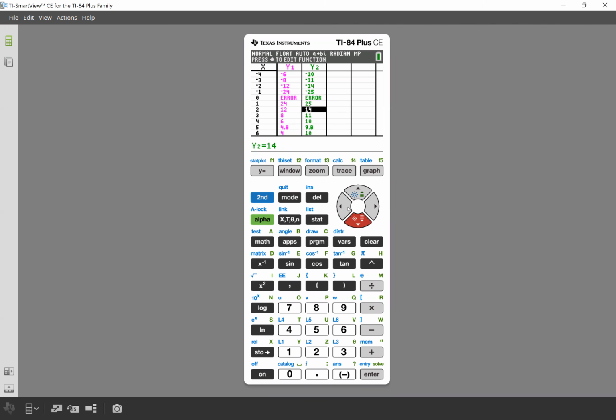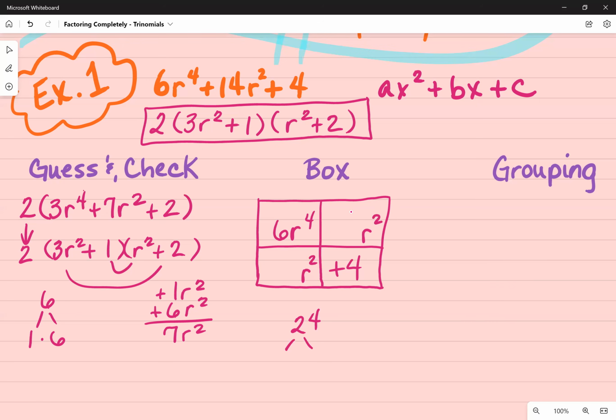The factors that we need to put in box 2 and 3 are in front. So positive 2, positive 12. Doesn't matter which one goes where. So I'm just going to go ahead and put positive 12 and then positive 2. But again, it does not matter which order. Going to the left, I like to factor to the left.